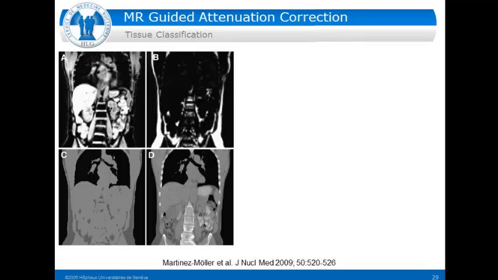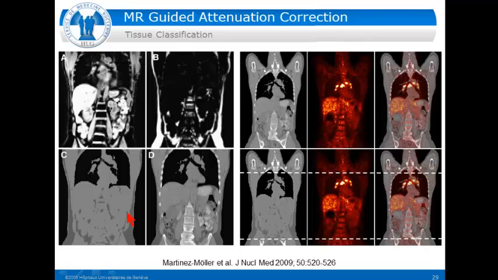We just have to determine the MR series which are used. Different T1, T2 series in order to determine lung, soft tissue or lung or nothing, air, soft tissue and bone, in order to have a reliable attenuation map to then correct the PET data for attenuation. And here is one of these cases.